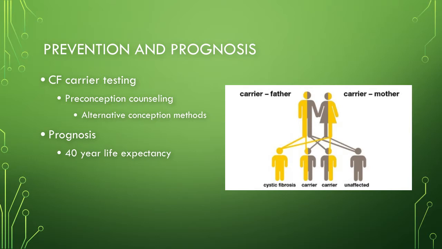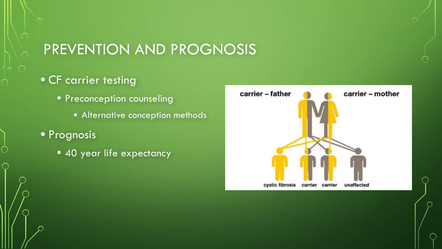If both parents are found to be carriers of cystic fibrosis, they should be offered preconception counseling, during which alternative conception methods should be discussed. These methods include sperm or egg donation and pre-implantation genetic testing. Affected individuals may also choose not to reproduce.